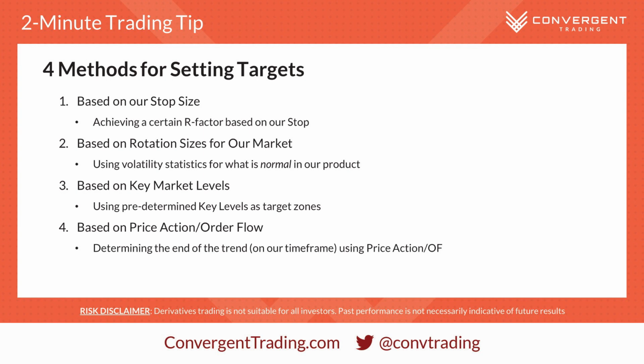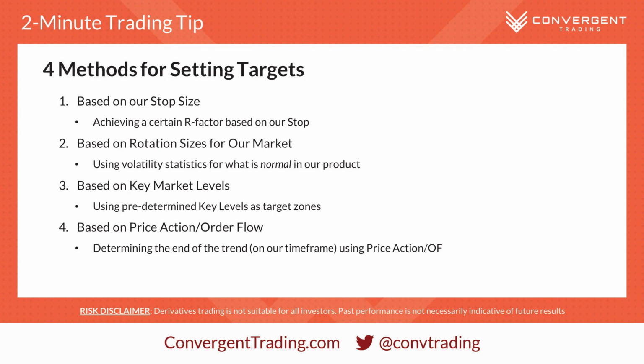The first and most simple way is going to be setting targets based on our stop loss size. So if we've come to a conclusion about where we need to set our stop in the markets, we can then use the size of our stop to achieve a certain R factor. For example, if I enter a trade and my stop loss is 5 points away and I want to achieve a 2-to-1 R factor, I can exit the trade at a 10-point profit to achieve this.